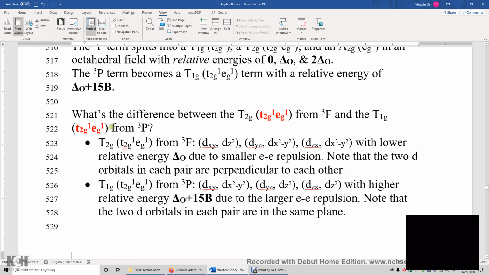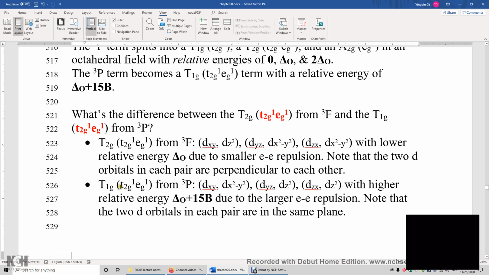So again, I want you to look at these two bullet points and picture the two d orbitals in the 3F term, and the two d orbitals in the 3P term. There's a difference here. This T2g originates from 3F. You may put these two electrons in these two d orbitals, or these two, or these two. In each pair, you'll see the two d orbitals are not in the same plane. They are perpendicular to each other, and that means less repulsion.